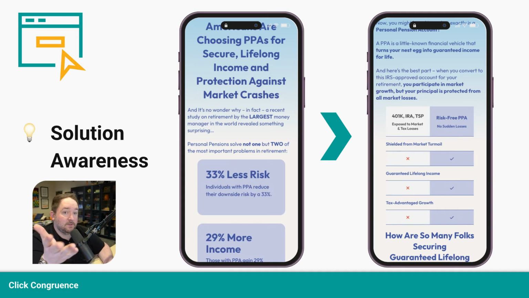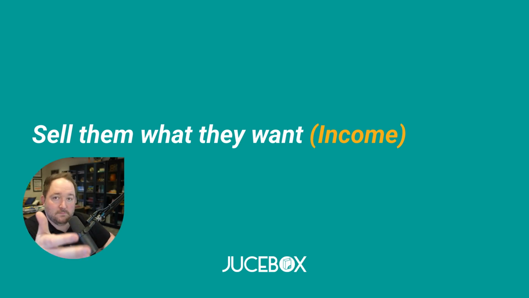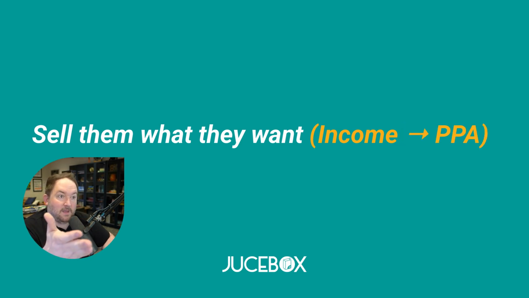Then we go to solution awareness. With their problem awareness, it's time to introduce the solution to that problem that is now top of mind. For this campaign example, we're branding the solution to a retirement income problem as a personal pension account, or PPA for short. This is consistent with the first secret that we teach in our training in this video series. We uncovered it earlier, and I'll just review it real quick. It's sell them what they want: income. And in our case, income is a personal pension account. That's the solution that we brand it to.